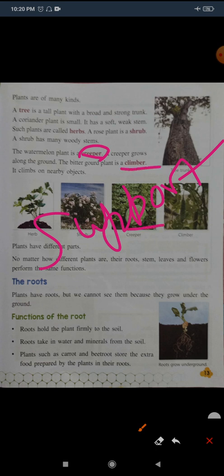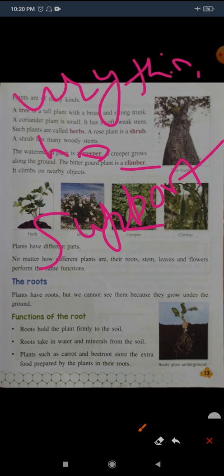Now what is a climber? Climbers also have a very thin, long and weak stem. This is the similarity between climber and creeper. They both have a very thin, weak and long stem.